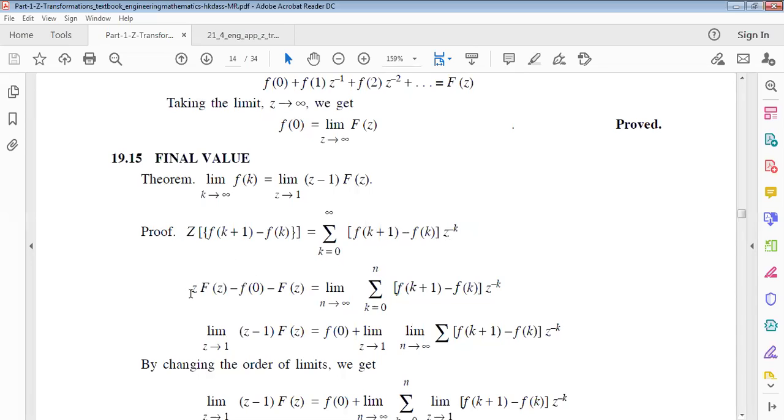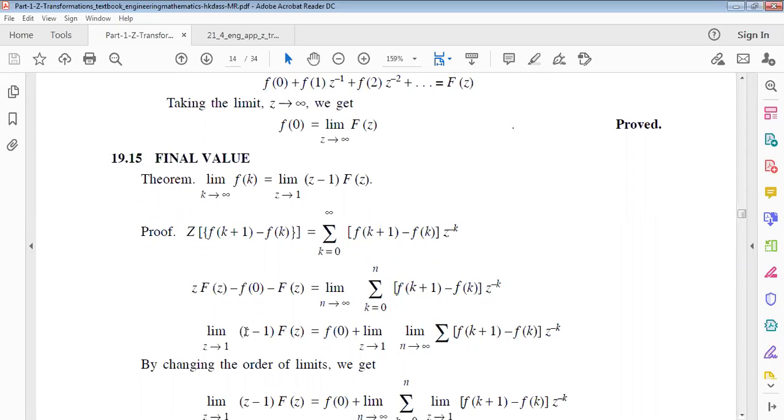Now z F(z) minus z f(0) minus F(z) equals the limit as n tends to infinity. Taking the limit as n tends to infinity on both sides, we can write the sum from k equals 0 to n of f(k+1) minus f(k) times z to the power minus k. Now take the limit as z tends to 1 of (z minus 1).